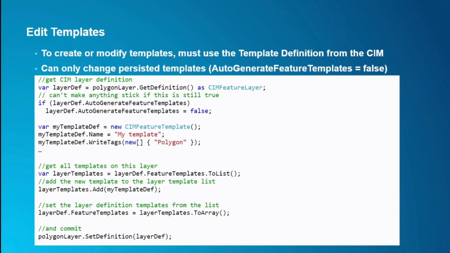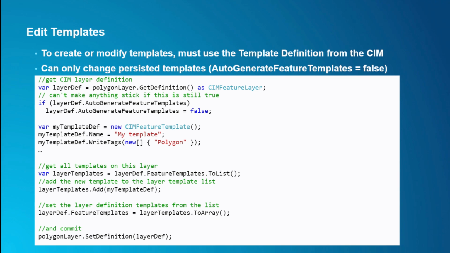So in the snippet we've got here, we've got a polygon layer. We get the CIM by calling GetDefinition. We're going to go ahead and check the flag. If the flag is true, we're going to set it to false. And then I'm going to choose to create a new template. So I use the CIM feature template object. I'll set up a name, I'll write some tags, I'll do some other things, and then I want to basically write that new template back into my polygon layer's definition.